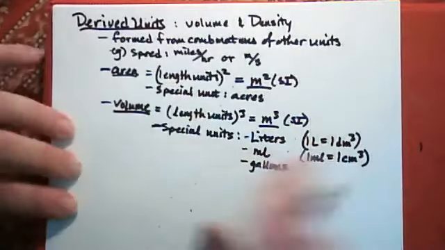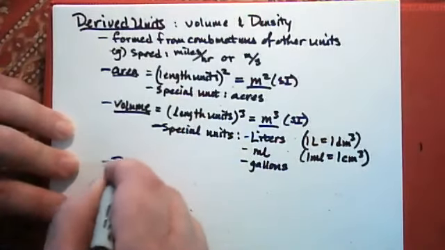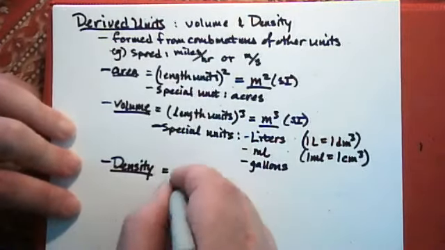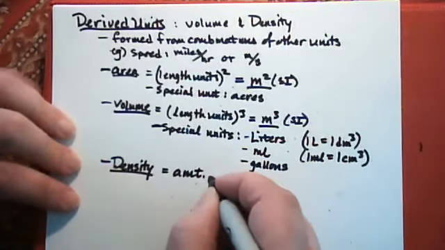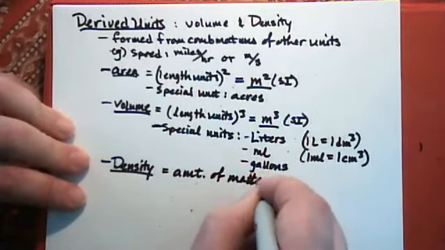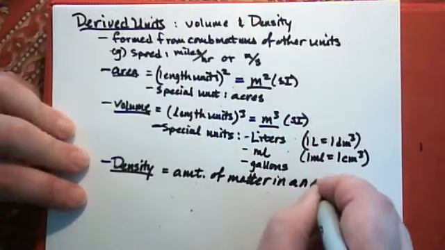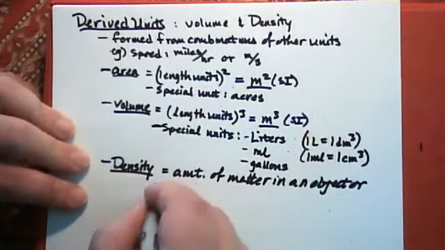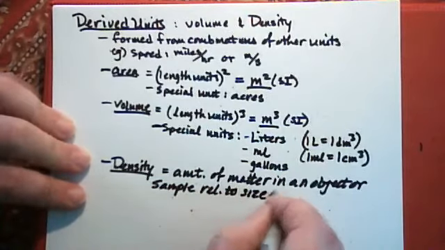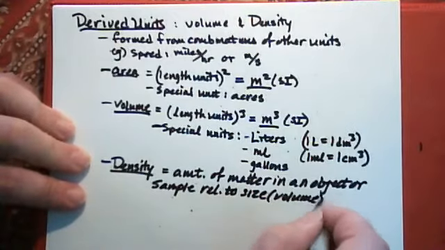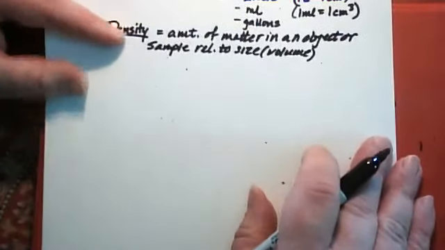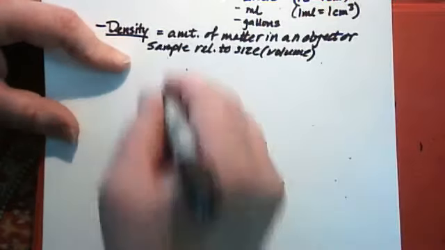All right. And so next we come to density. Density is the amount of matter in an object or sample relative to its size. And when I say size, I mean its volume, how much space it takes up. So how much matter you've managed to cram into the space relative to the space itself.